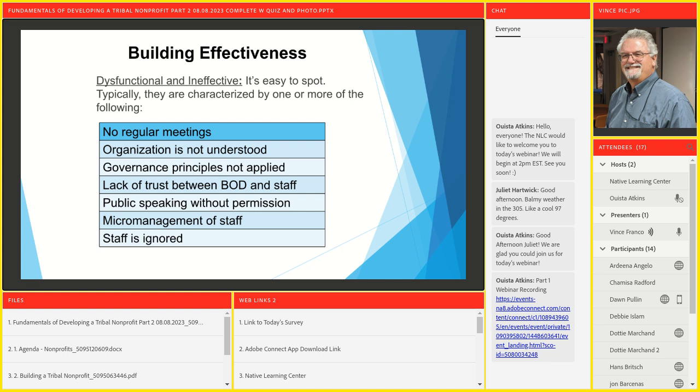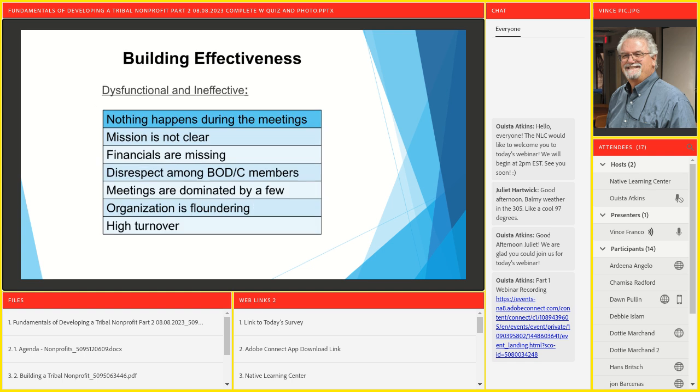I talked about micromanagement. I talked about the kind of the kiss of death that staff or volunteers are ignored. We don't ignore anyone. That's a great way to lose a volunteer that's probably worth their weight in gold, or could be, is to ignore their services. We don't ever want to do that, whether they're a board member or a bookkeeper, right? Dysfunction, more. Nothing happens during meetings. Mission is not clear. We talked about the mission and how critical that is. Financials are missing. As we become bigger and bigger, that becomes more of an issue. Disrespect among members. Meetings are dominated by a few.